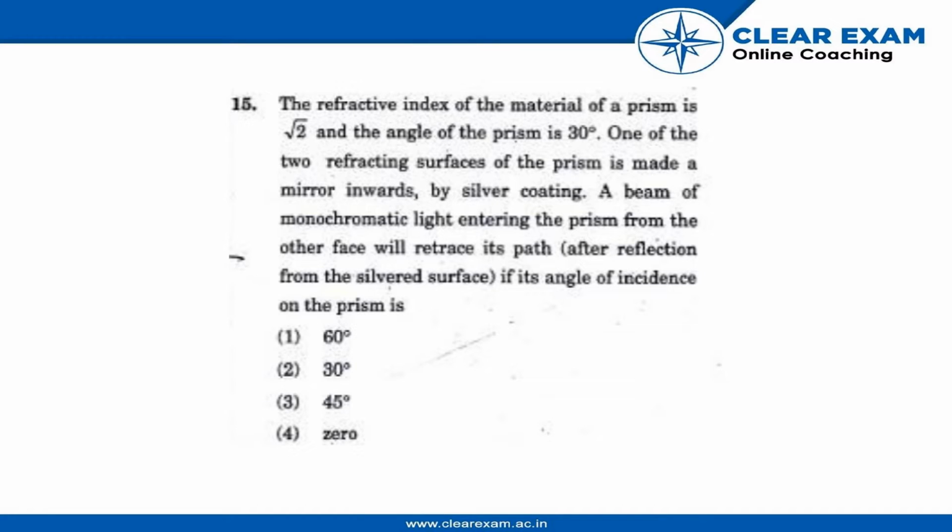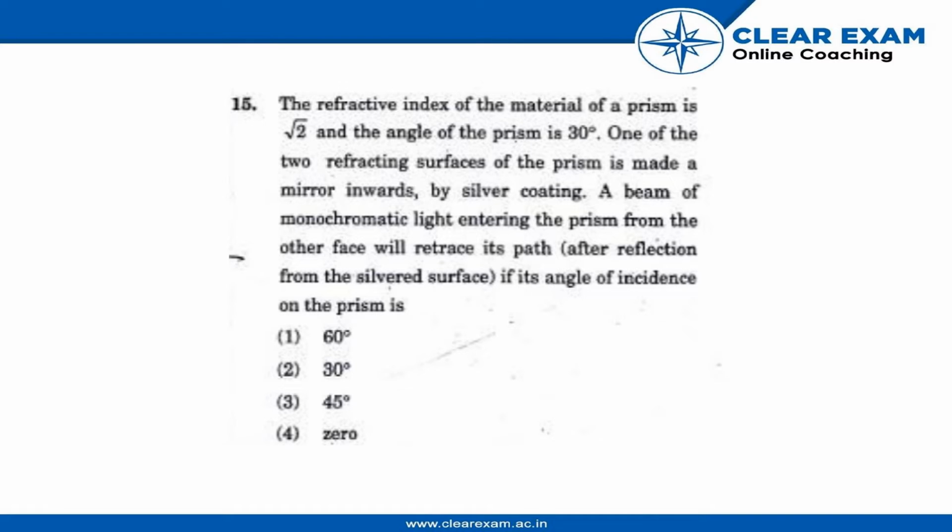So hello everyone, now we are going to do this question, which is: the refractive index of the material of a prism is root 2 and the angle of the prism is 30 degrees. One of the two refracting surfaces of the prism is made a mirror by silver coating. A beam of monochromatic light entering the prism from the other face will retrace its path after reflection from the silver surface if the angle of incidence on the prism is 60 degrees, 30 degrees, 45 degrees or 0 degrees.